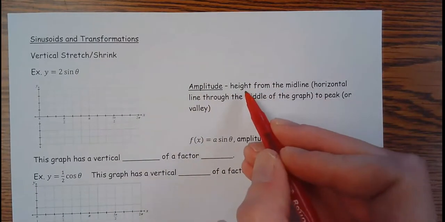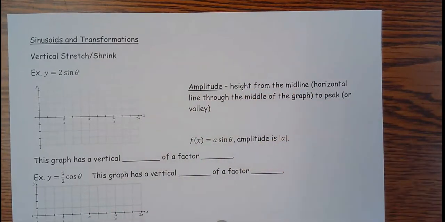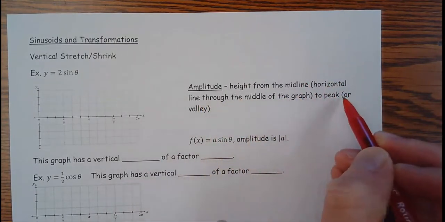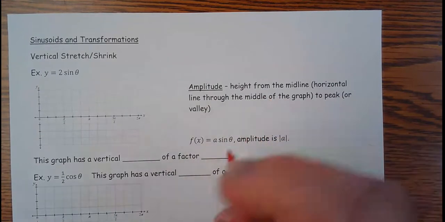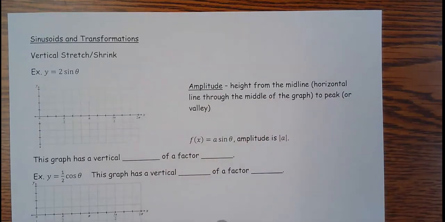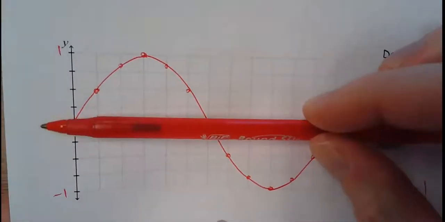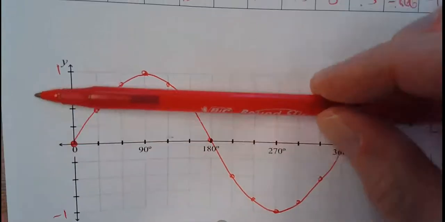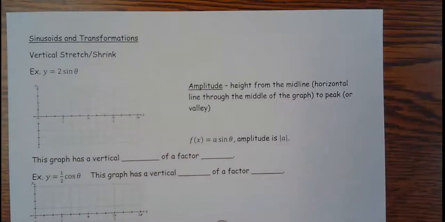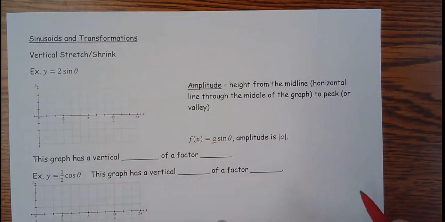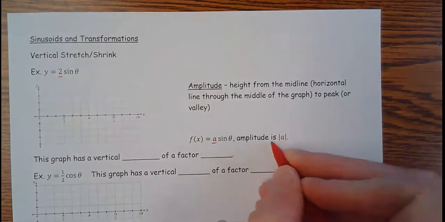Okay, the amplitude is the height from the midline, so where the middle of the graph is, the horizontal line through the middle of the graph, to the peak or to the valley, so how tall it ever gets. So on these other graphs we just did, the midline would be the x-axis. It's a high, low, and the amplitude was 1. So basically the amplitude for the parent function is a 1, and the only way to change that would be to multiply something out front.